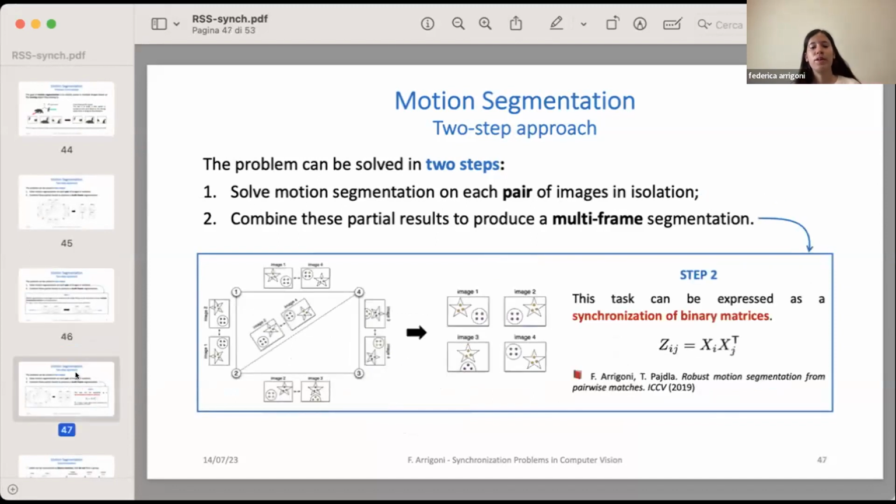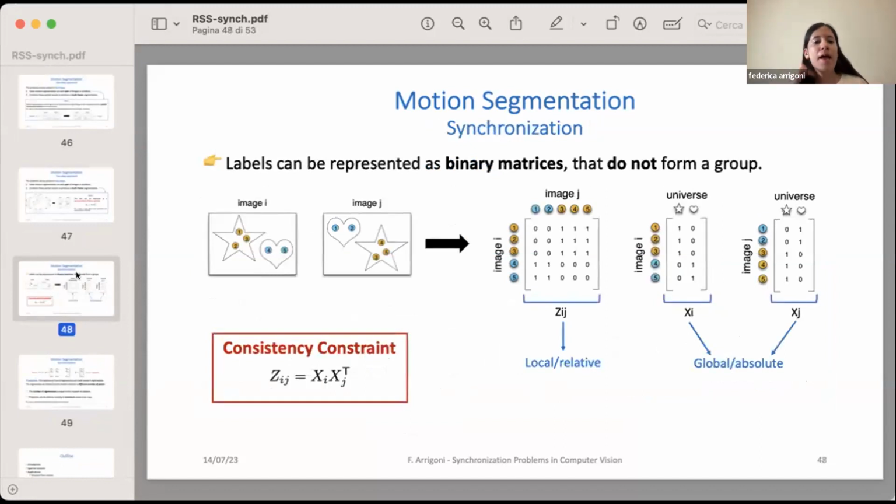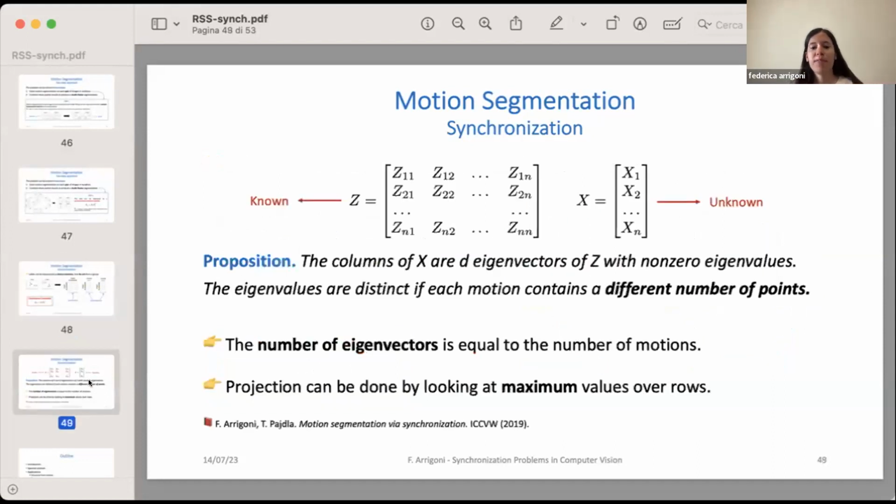And then in order to combine these partial results, we can solve a synchronization of binary matrices. In particular, as shown in these figures, we can conveniently represent clusters as binary matrices, where ones correspond to points in the same cluster. And we have the same consistency constraint as in the case of permutations. Here, the math is quite different than before, because in this case, we don't have a group, in contrast to the other applications, but using similar reasoning, we can still derive a solution based on the eigenvectors.